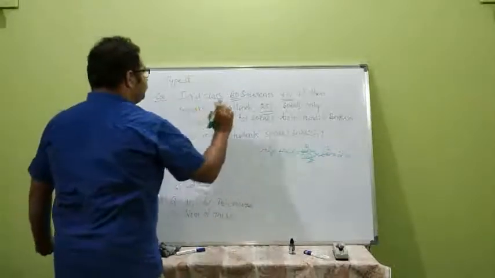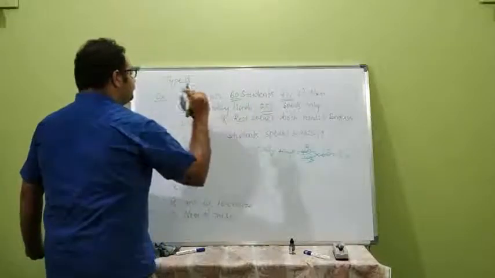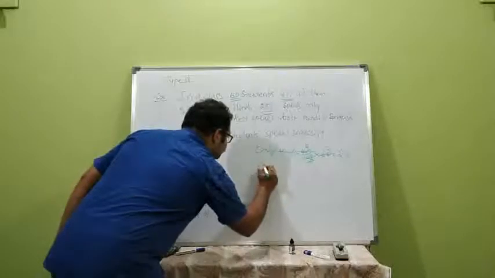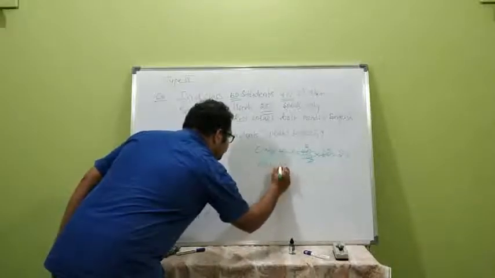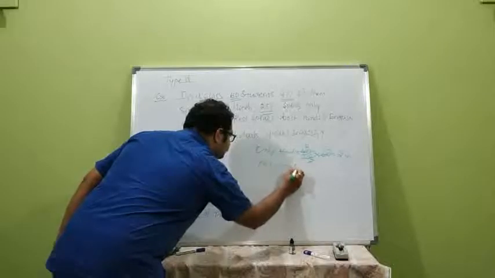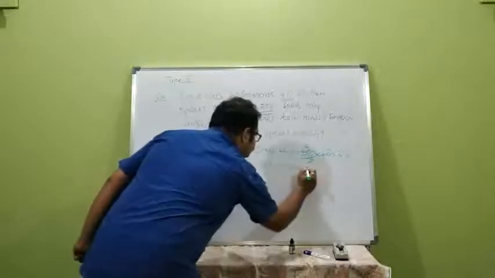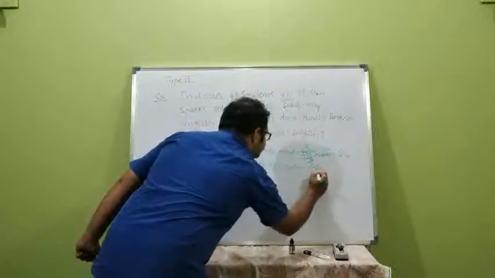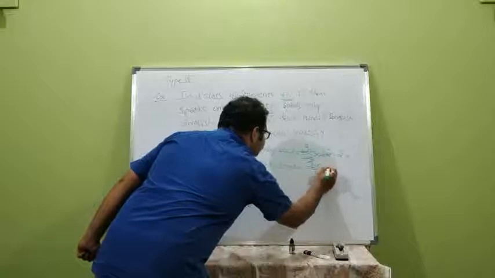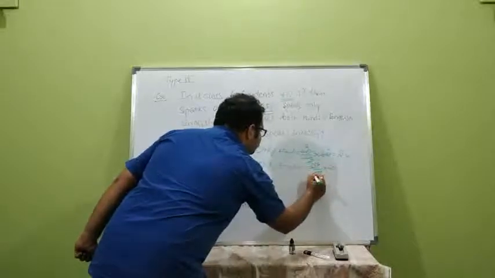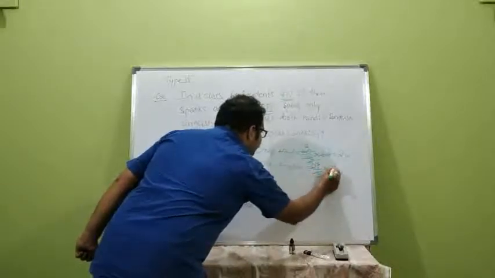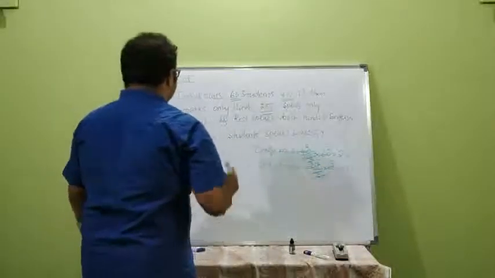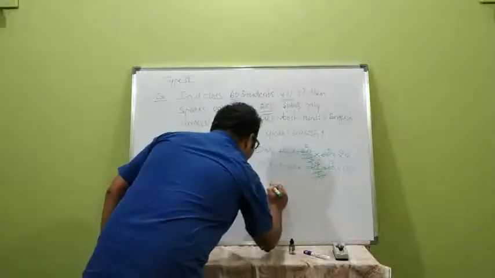Next, consider this: 25% of the total people speak only English. So only English is 25% of 60. 5 5s are 25, 5 20s are 100, 3 twenties are 60. So 15. The total number of students is 60.